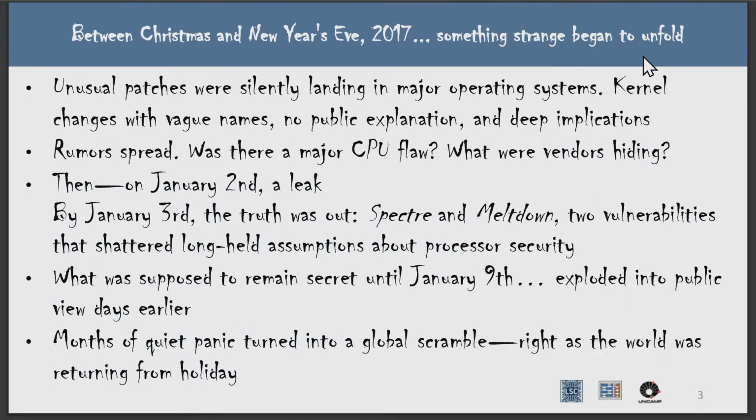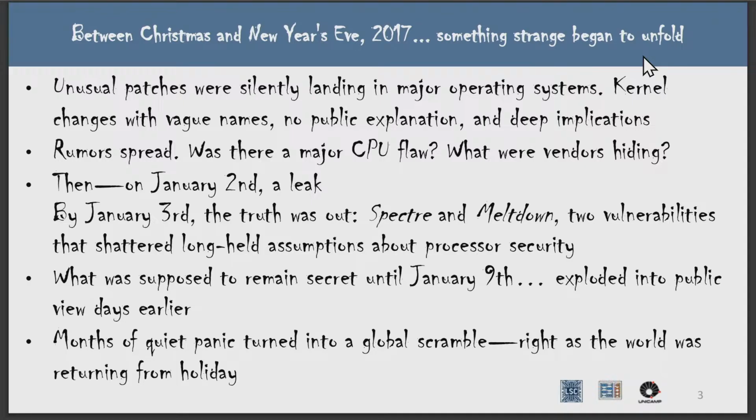Between Christmas and New Year's Eve 2017, something strange began to unfold. Unusual patches were silently landing in the major operating systems. Kernel changes with vague names, no public explanation, no deep implications. Rumors spread. Was there a major CPU flaw? Were the vendors hiding something? Then, on January 2nd, a leak. By January 3rd, the truth was out: Spectre and Meltdown appeared.